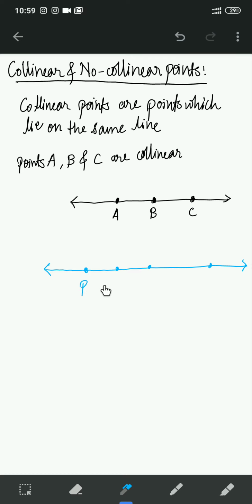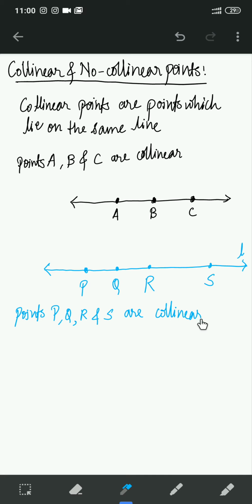So if I have, say, points P, Q, R, S, as you can see, all the 4 points are lying on the same line L. So what will I say? Points P, Q, R and S are collinear.